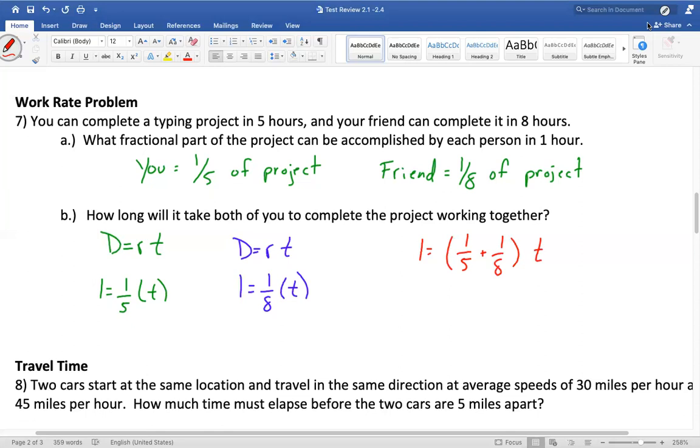times your time. Now, let's go ahead and do that. We have 1/5 out of 8. Well, that would be 8 out of 40. I just multiplied it by 8 over 8. 1/8 would be 5 out of 40. Multiplied it by 5 over 5 times t. That's going to be 1 equals 13 over 40 times t. To get rid of that 13 over 40, you're going to multiply it by 40 over 13.